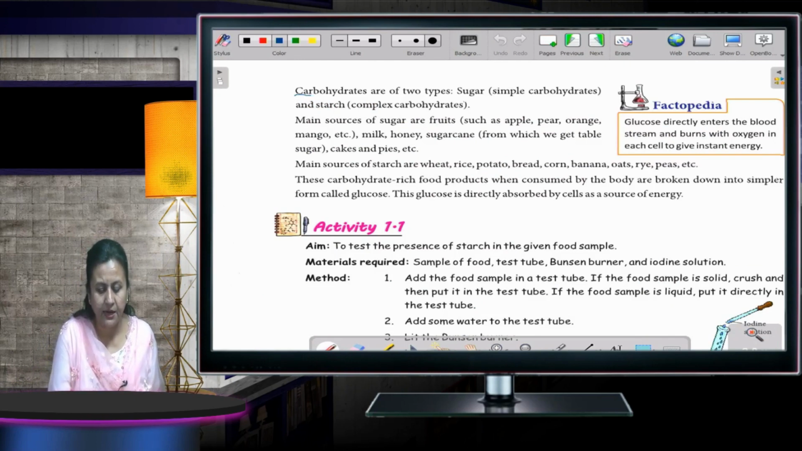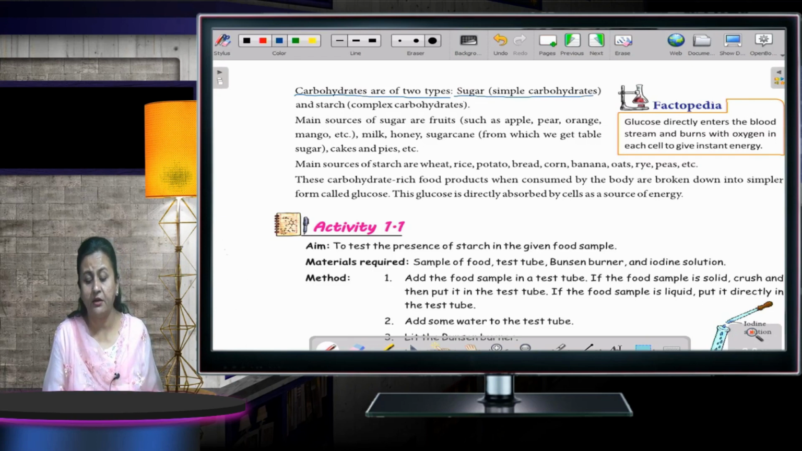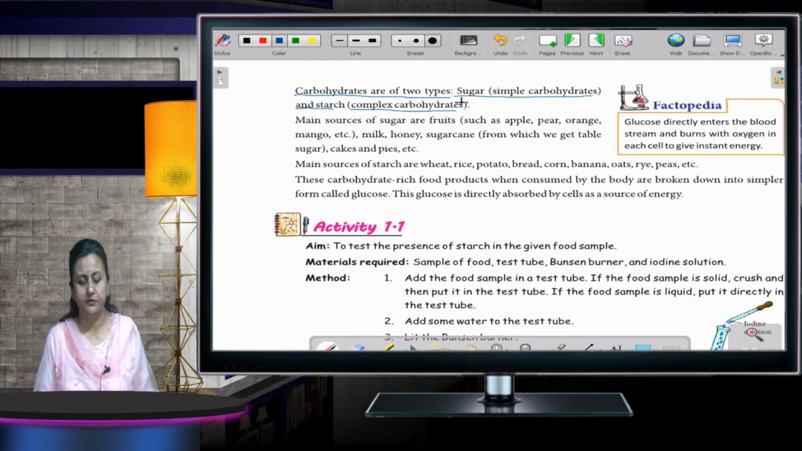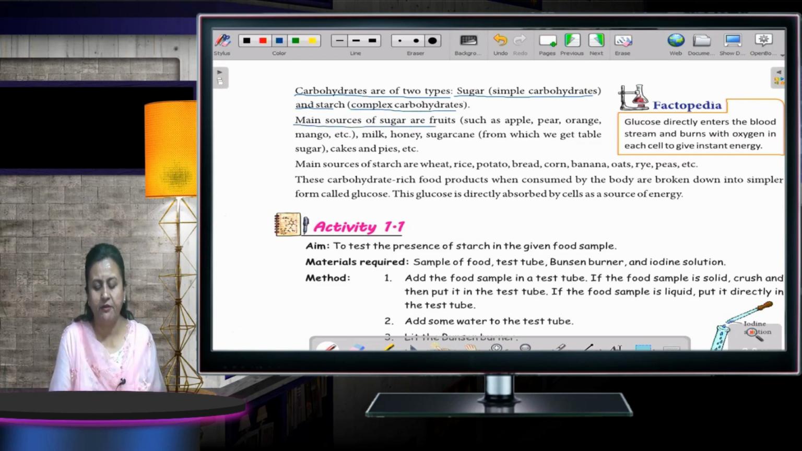Now carbohydrates are of 2 types. That is simple carbohydrate, if I say sugar, and starch, that is complex carbohydrate. Main sources of sugar are fruits such as apple, pear, orange, mango, milk, honey, sugarcane, from which we get table sugar, cakes and pies, etc. Main sources of starch are wheat, rice, potato, bread, corn, banana, oats, rye, peas, etc.